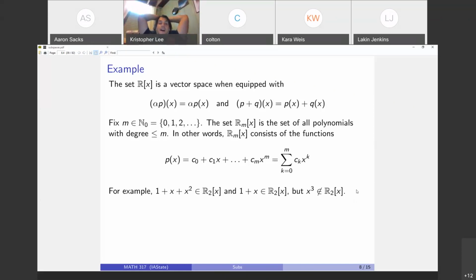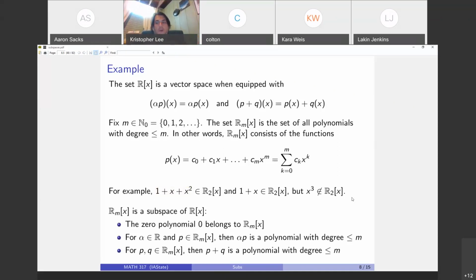Okay, so R sub 2 is the polynomials of degree less than or equal to 2, so stuff like this is in there, but you don't necessarily have to have x squared show up. What you can't have show up are higher powers. So for example, x cubed would not be in this.